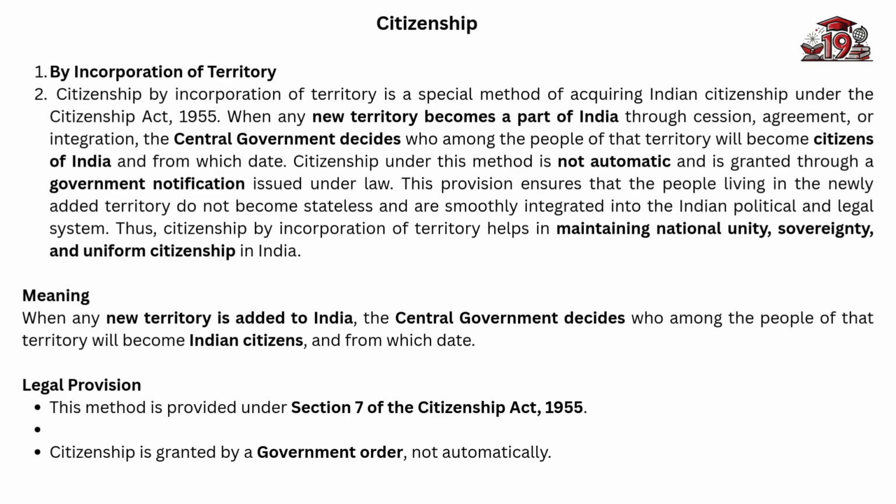Meaning. When any new territory is added to India, the central government decides who among the people of that territory will become Indian citizens, and from which date. Legal provision. This method is provided under Section 7 of the Citizenship Act, 1955. Citizenship is granted by a government order, not automatically.